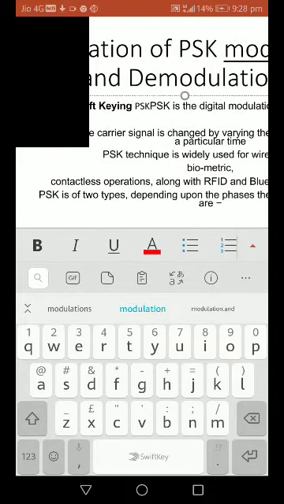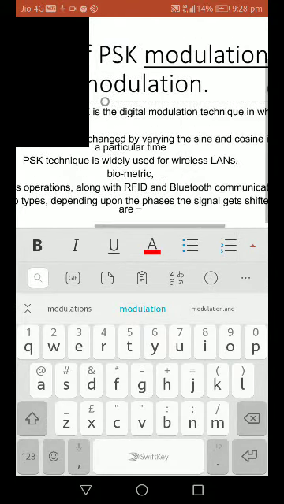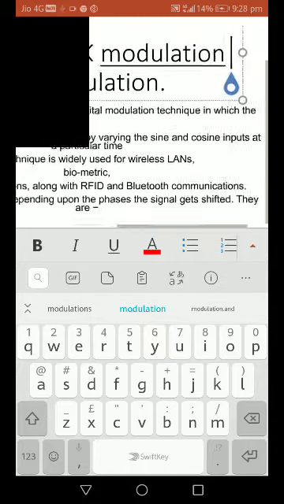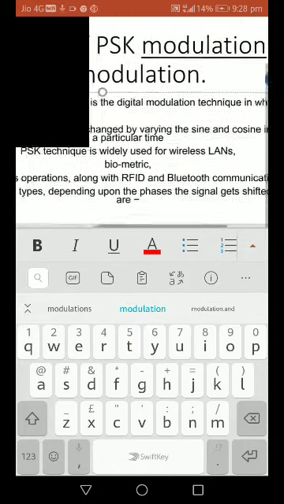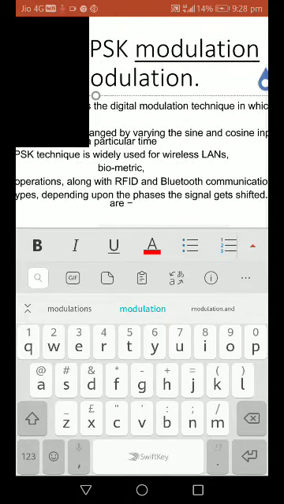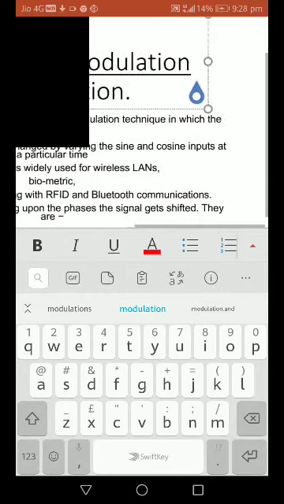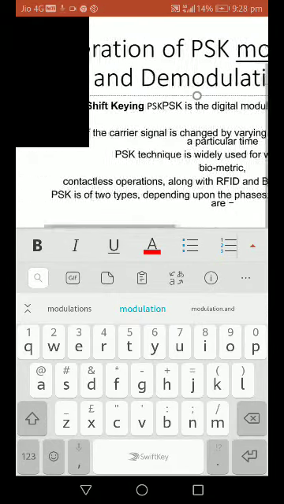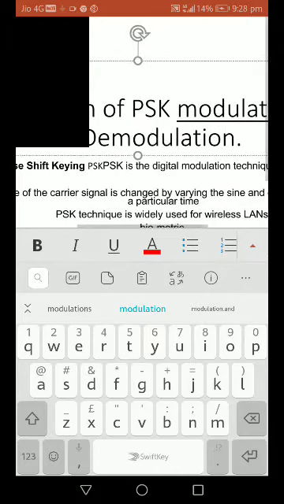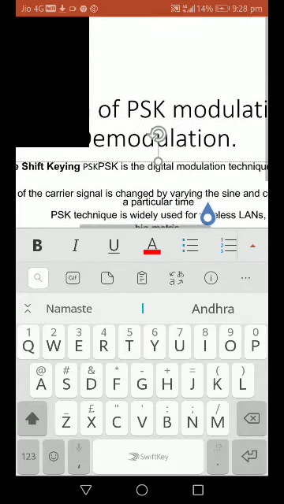PSK is of two types, depending upon how the phase of the signals is shifted. The phases will be shifted to carry the information over a long distance.